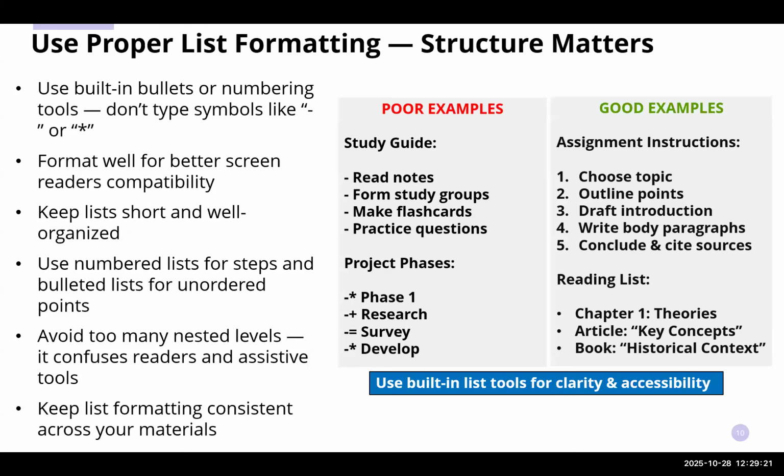Let's look at, again, one of the examples on the slide. On the left, you see a study guide or project outline with random symbols and uneven spaces. It looks messy and hard to navigate, whereas on the right, the same content uses proper bullets and numbering. It immediately feels organized, readable, and accessible for everyone. And the best part is using built-in list tools takes almost no extra effort, but it makes your content clearer and more accessible for everyone. Next slide, please.